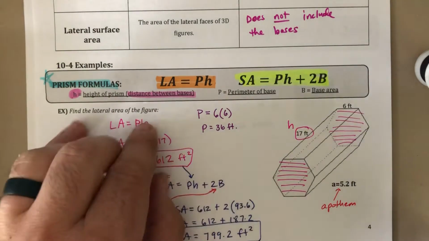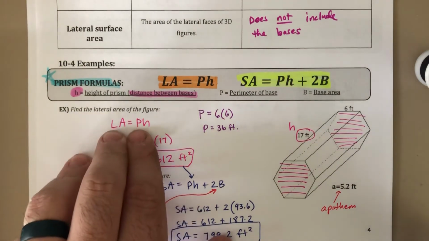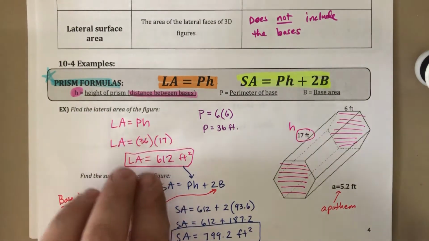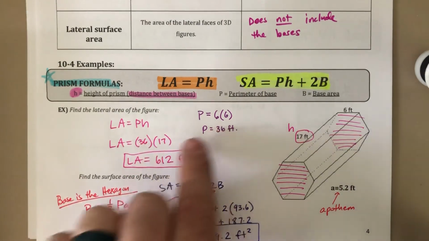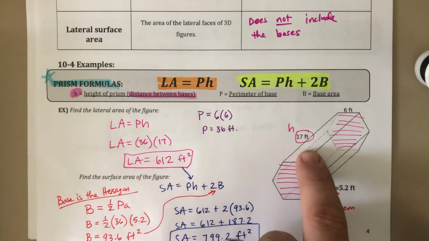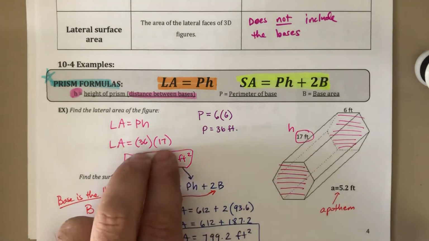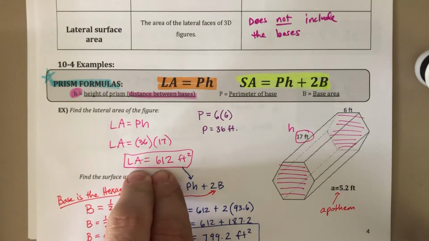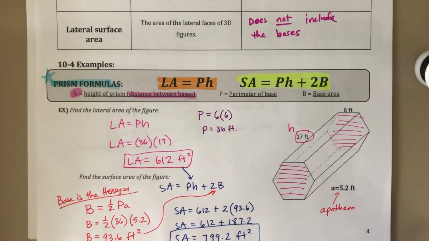Okay, and so in our first example here, we were finding lateral area. Lateral area is P times H. So we take the perimeter of 36 we just found right there, multiply that by the height of the prism, which is 17, and that gets us a lateral area of 612 square feet. So that's not too bad, right?